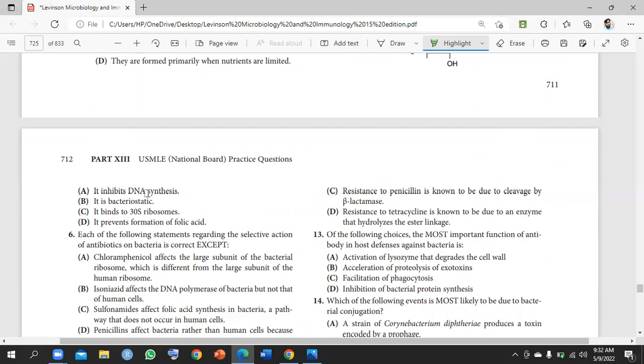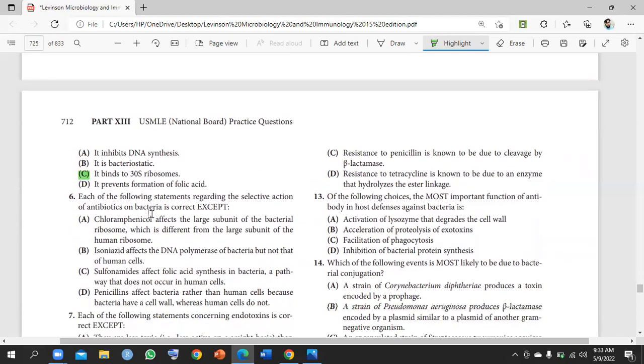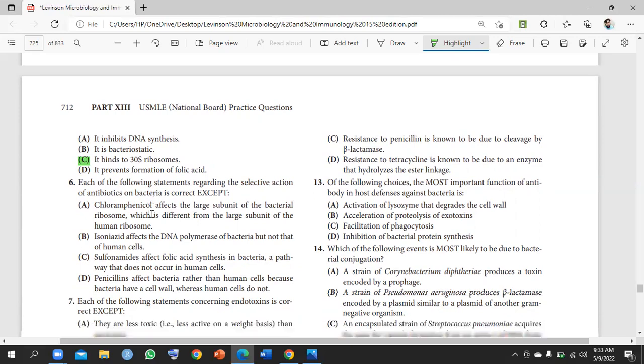It is bacteriostatic. So keep in mind that aminoglycosides are bactericidal. These antibiotics are not bacteriostatic. Okay, so that's why this is also wrong. It binds to 30S ribosome. So aminoglycoside binds to 30S ribosome, we all know. So this is the correct answer. It prevents formation of folic acid. No, these are other antibiotics. Okay, these are not aminoglycosides.